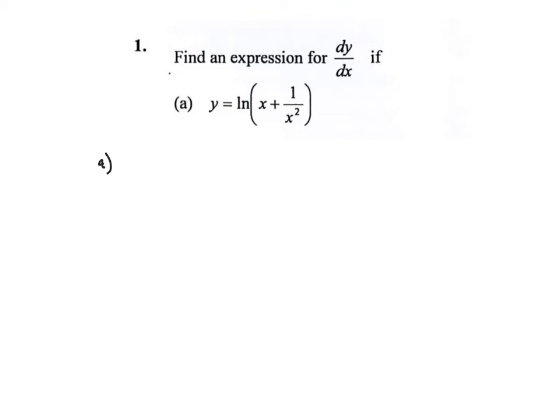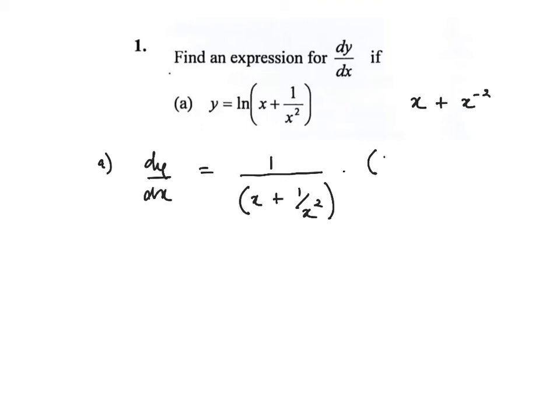So the derivative is 1 over the bracket times the derivative of the bracket. Now, the bracket is x plus x to the power of minus 2, so when we differentiate that we get 1 minus 2x to the minus 3.